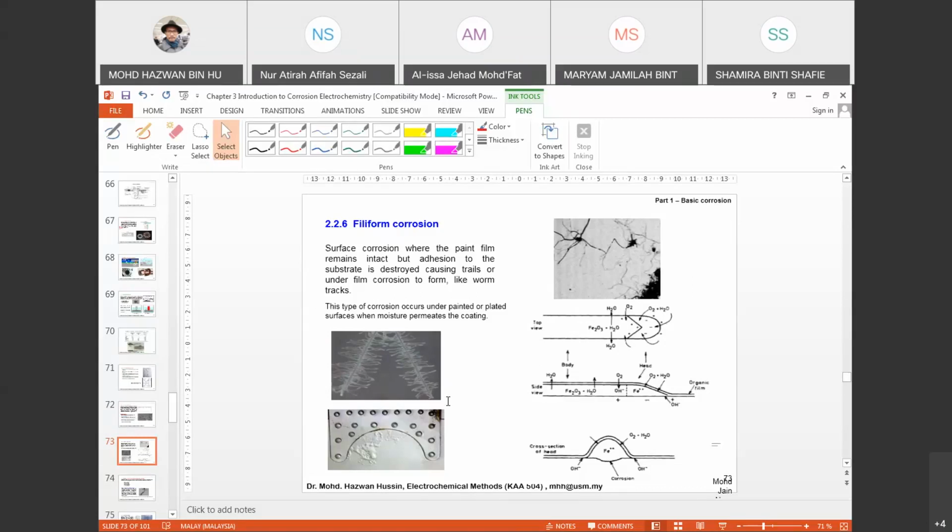So filiform corrosion is different from pitting corrosion, because pitting corrosion only happens when you have a failure of the passive layer. But filiform corrosion happens when you have a failure of an organic coating, like paint, for example. And filiform corrosion is not a downward propagation as compared to pitting corrosion. It is more like forming a trail, like a worm track, underneath the organic coating.